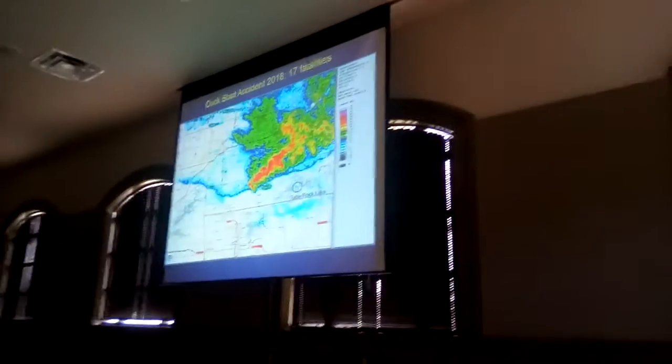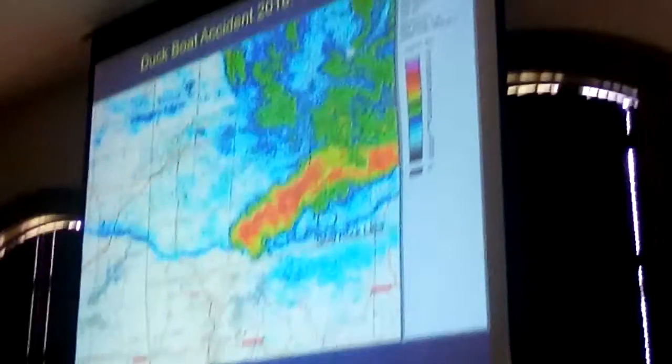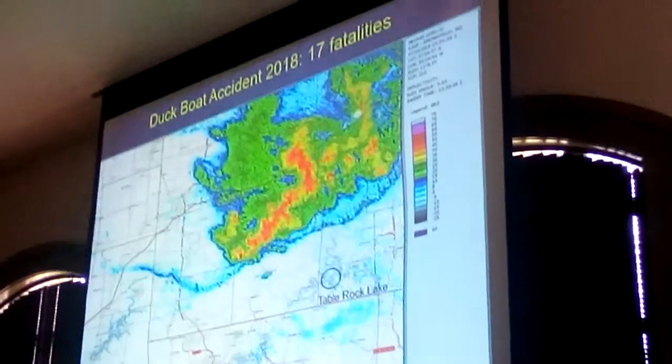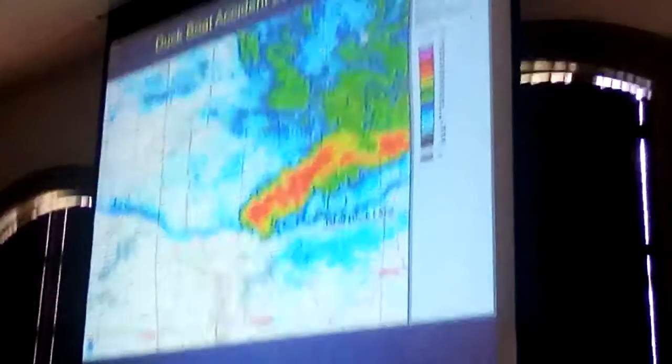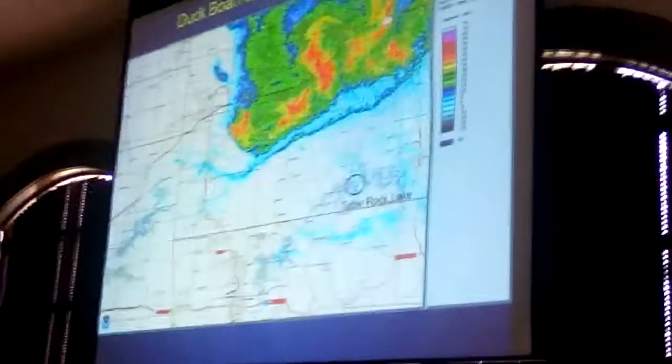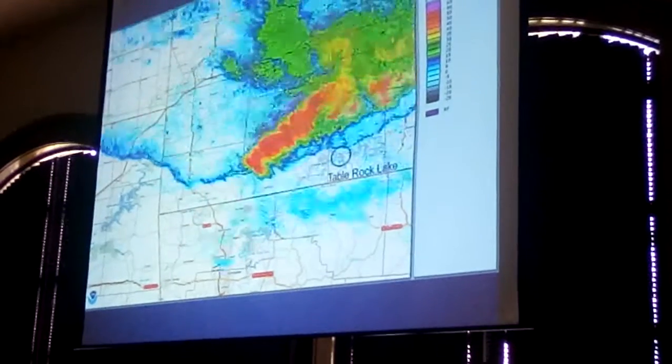Now, how many of y'all remember the duck boat accident that was in the news? Here's a case where we had, again, a line of storms pushed down suddenly with a lot of wind. The duck boat had set out over this lake, and it ended up capsizing. And several people died, actually.